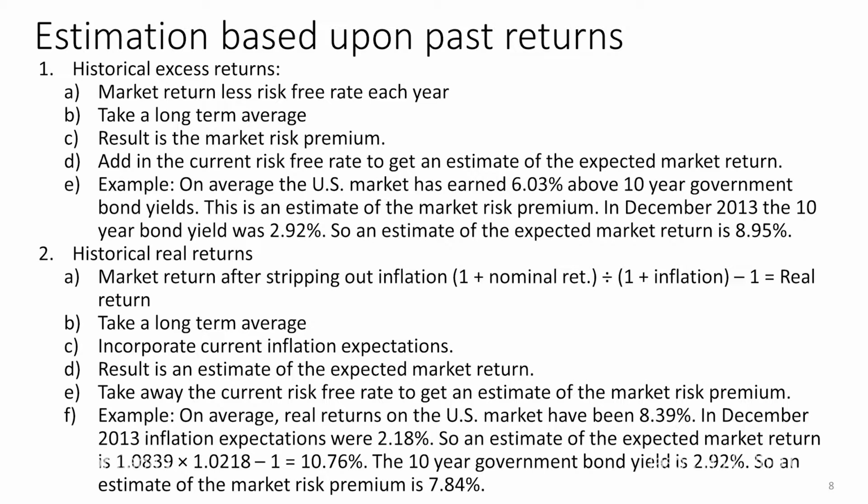In real terms, that is after stripping out the inflation component of returns, the US equity market had earned a return of 8.39% per year over about 140 years. Inflation expectations in December 2013 were about 2.18%, based upon the difference between 10-year government bond yields and 10-year inflation-protected securities. So we could estimate nominal market returns as 1 plus historical average real returns times 1 plus expected inflation minus 1, which is 1.0839 times 1.0218 minus 1, or 10.76%.